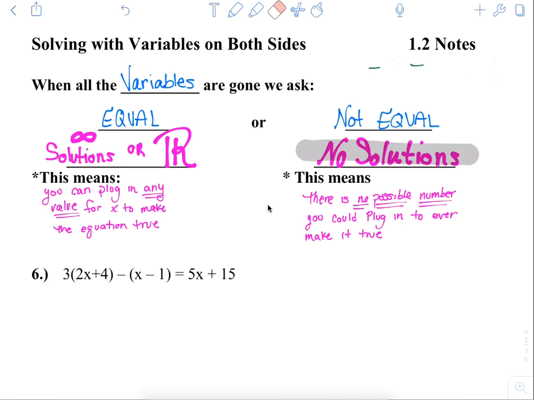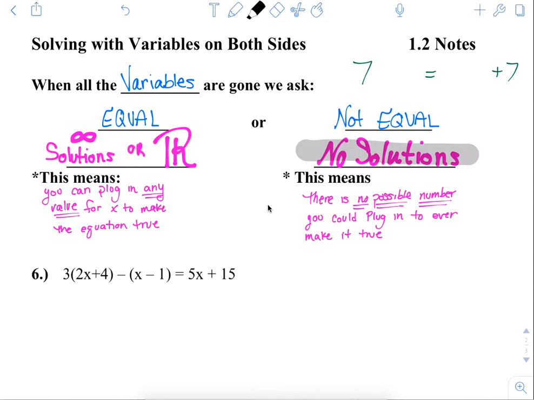Now, same idea, if I end up saying 7 minus 3x equals negative 3x plus 7, we can agree that the negative 3x's are the same, right? So if we add 3x, and cancel it, we would ask ourselves, when all the variables are gone, are the numbers equal? Yeah, 7 equals 7. So you have two options. We can say either one of these. We could say we have infinite possible solutions. That means I can plug in any value for x and it would make the equation true.